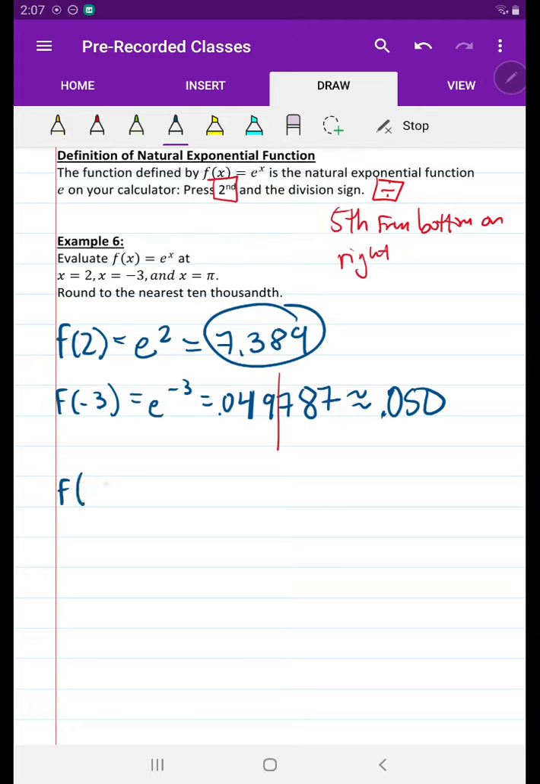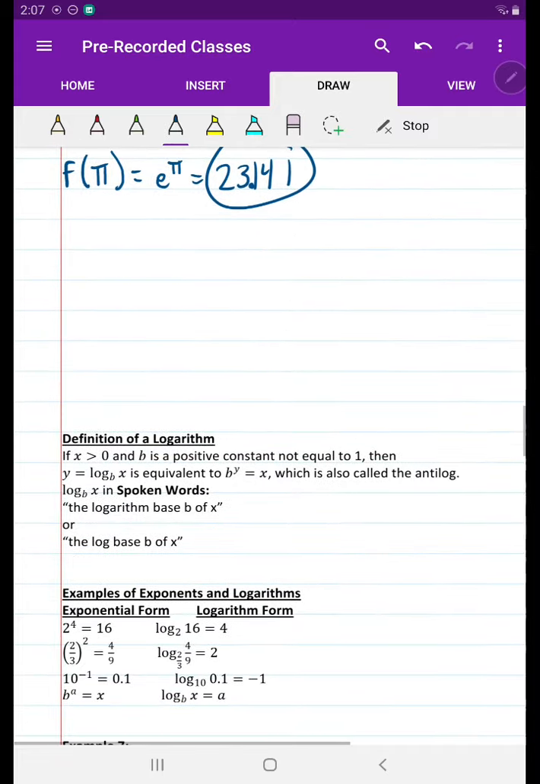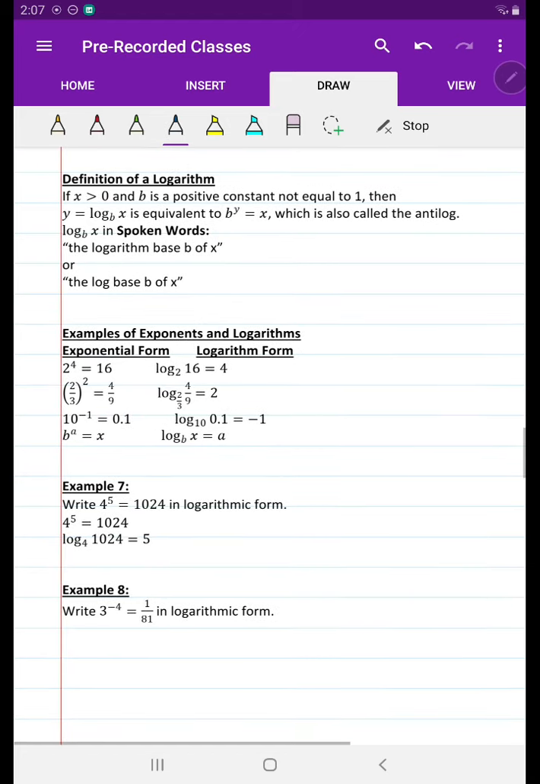Then we'll do f of pi, which is going to be e to the pi. And that'll give us 23.141. And that's it.